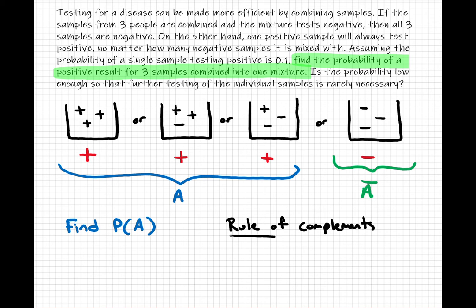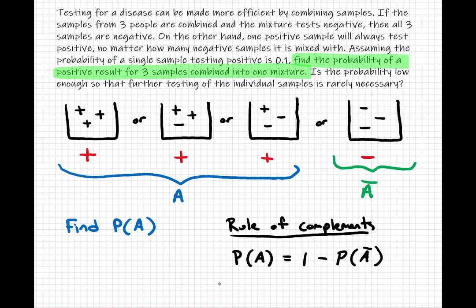The rule of complements says that the probability of something happening, the probability of A, is equal to 1 minus the probability of not A, or 1 minus the probability that A does not happen. So that's the rule of complements. And we always have this choice. We always have these two options.